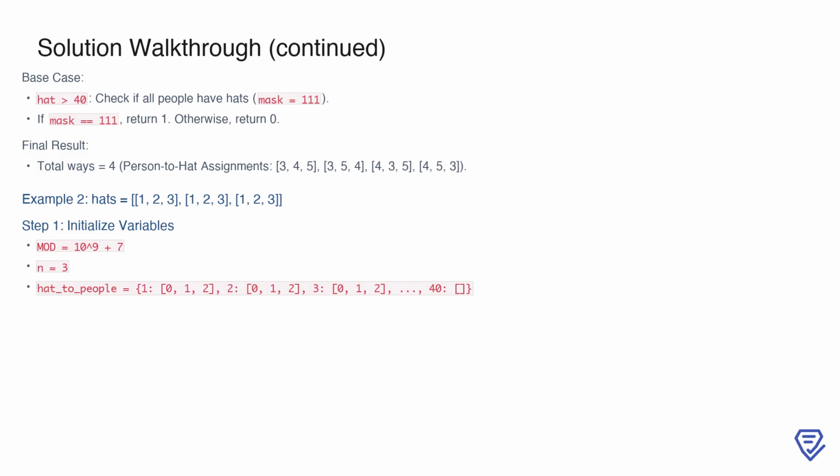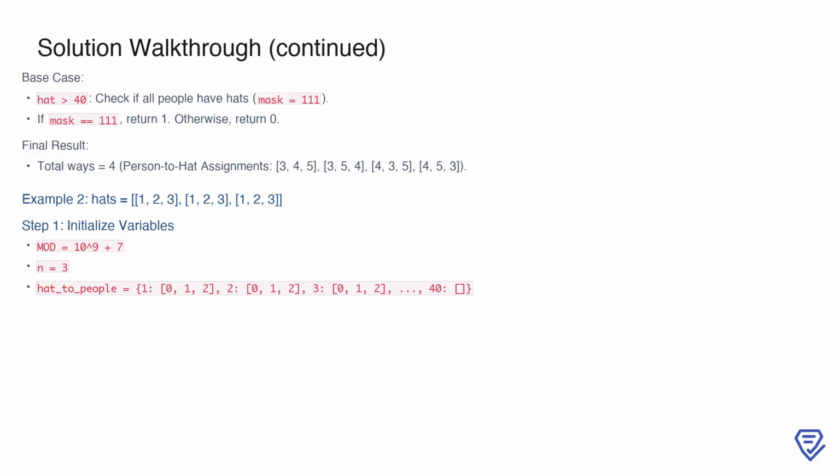The base case for our dynamic programming approach occurs when the hat number exceeds 40. At this point, we check whether all people have hats by verifying if the mask equals 111. If it does, we return 1, indicating a valid assignment. Otherwise, we return 0. In this example, we find there are 4 total ways to assign hats to people: 3, 4, 5; 3, 5, 4; 4, 3, 5; and 4, 5, 3.